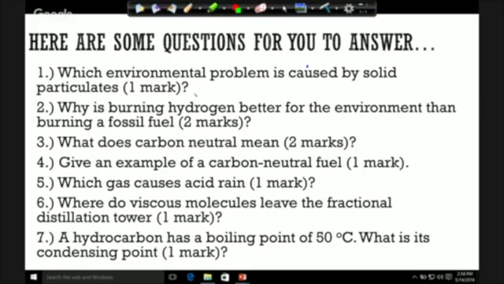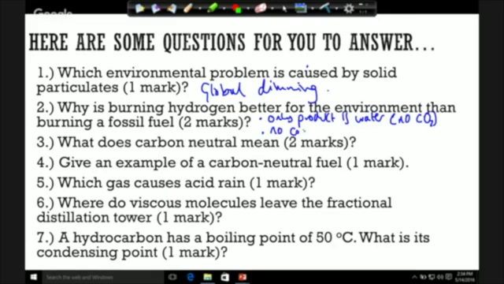Which problem is caused by solid particulates? That is global dimming. Again, not a big problem in this country, but it is in other larger industrial countries across the world. Why is burning hydrogen better for the environment than burning a fossil fuel? That's because the only product is H2O, or water. And that means there's no CO2. And that means there's no contribution to global warming.